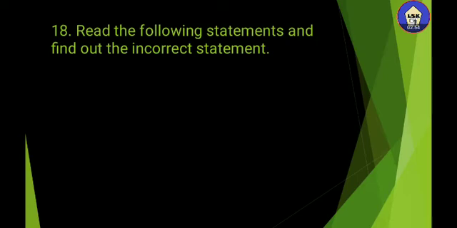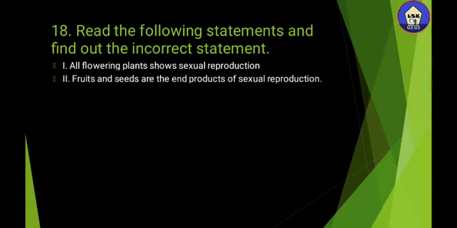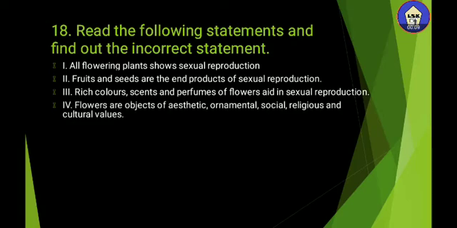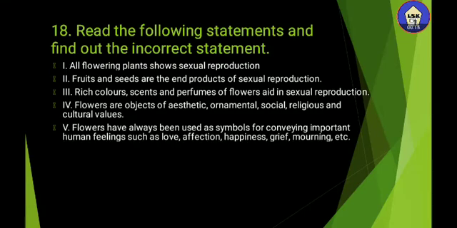Now question number 18. Read the following statements and find out the incorrect statement. Statement 1. All flowering plants show sexual reproduction. Statement 2. Fruits and seeds are the end products of sexual reproduction. Statement 3. Rich colors, scents and perfumes of flowers aid in sexual reproduction. Statement 4. Flowers are objects of aesthetic, ornamental, social, religious and cultural values. Flowers have always been used as symbols for conveying important human feelings such as love, affection, happiness, grief, mourning, etc.